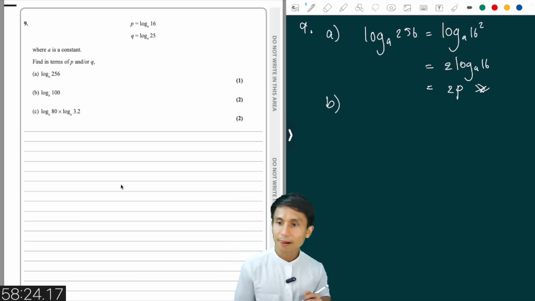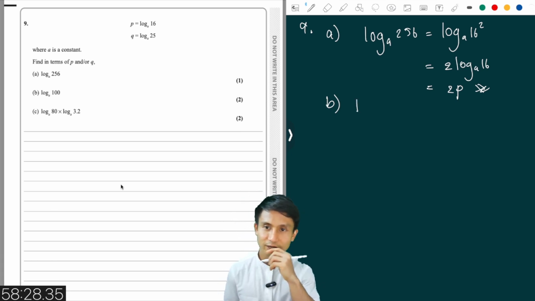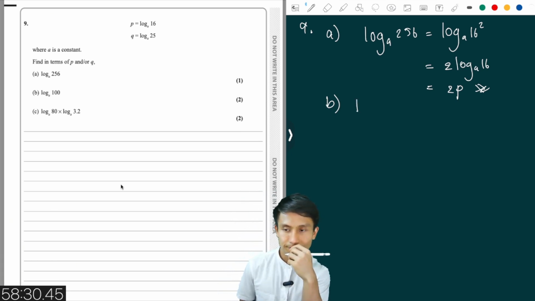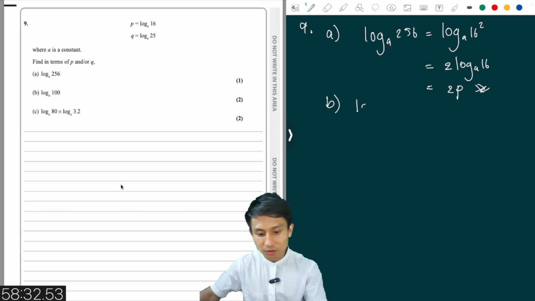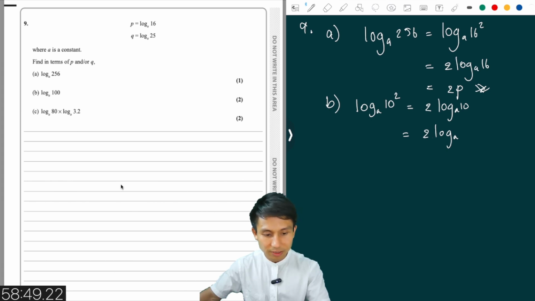Part B, log base A of 100. Well, tricky. So log base A of 100 is basically log base A of 10 to the power of 2, which is 2 times log base A of 10. Now log base A of 10 is basically log base A of 5 times 2, right?